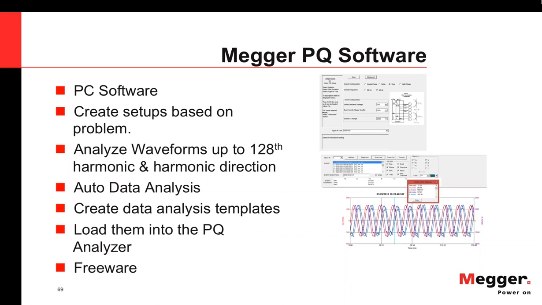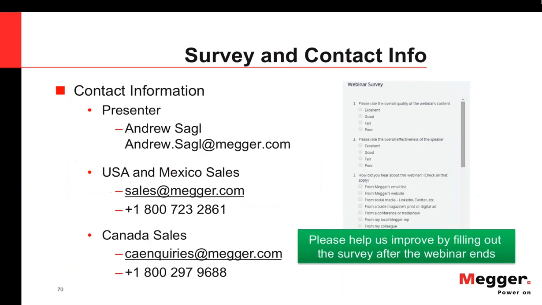The PC software that comes with that creates setups based on the problems. You can go in, there's a drop-down menu, and you can say, I have a problem with equipment tripping out or lights flickering. And it will automatically create custom setup files that look for the phenomenon that caused those problems.